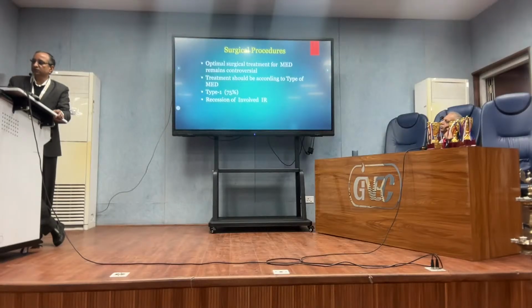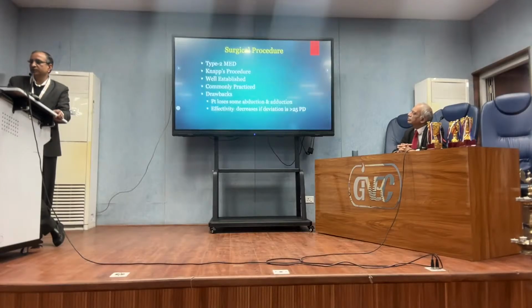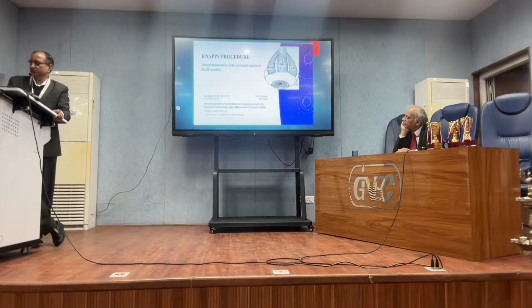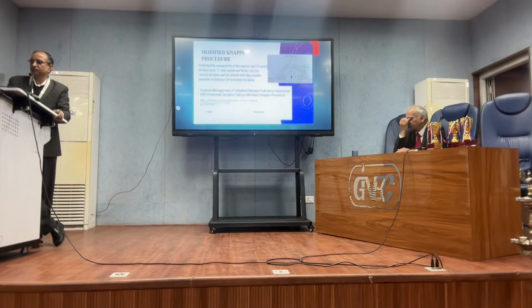Various surgical procedures are according to the type. Type 1, recession of the involved inferior rectus has to be done. In type 2, the NEPS procedure is well established and commonly practiced, but the drawback is the patient loses some abduction and adduction, and effectiveness decreases if deviation is more than 25 prism diopters. These are the NEPS procedure. Modified NEPS procedure is used in patients where there is horizontal deviation associated with MAD.